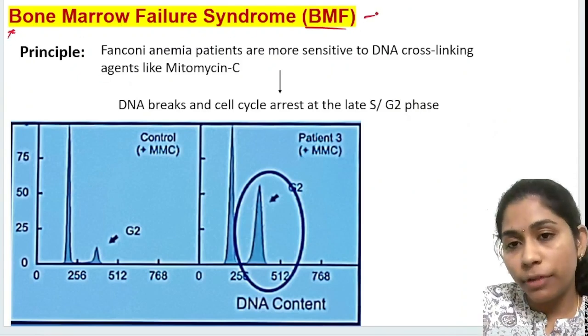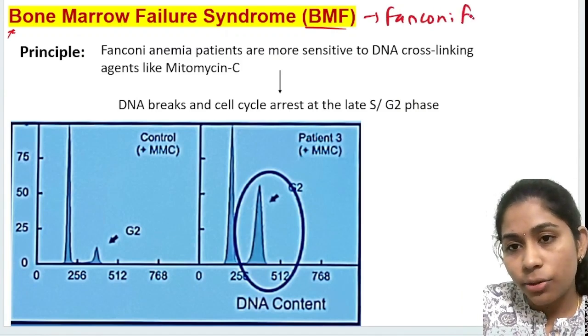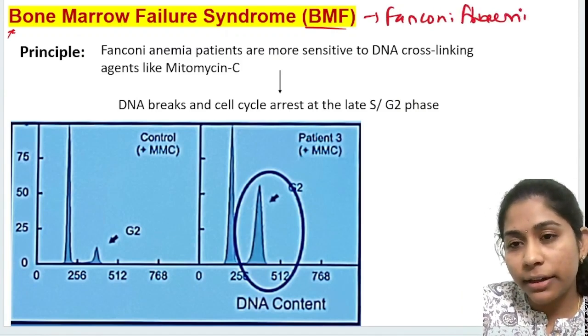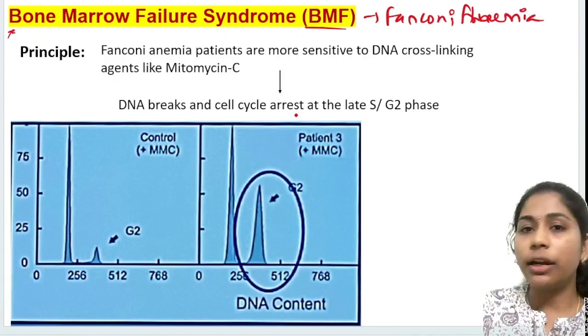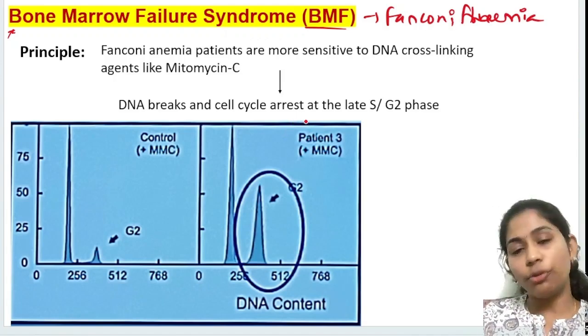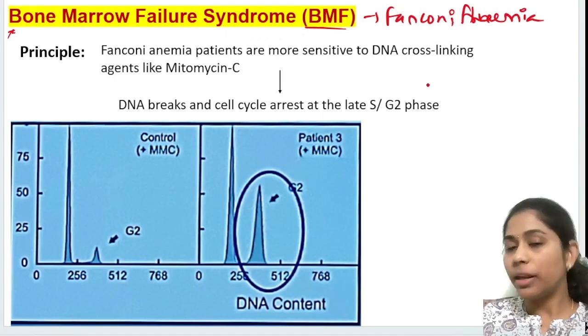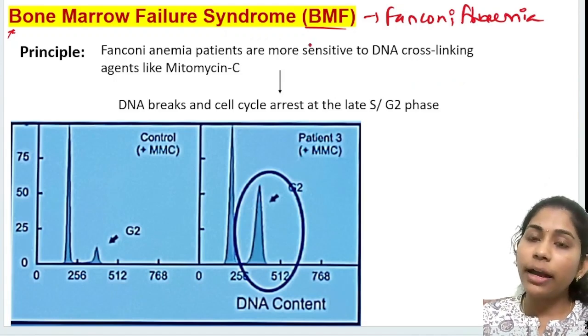What is the most common bone marrow failure syndrome? Yes, it is Fanconi anemia, right? So Fanconi anemia, what is the problem? What is the defect here? Again, we should know the defect, then we can understand what marker, what thing we have to do in the flow. So in Fanconi anemia, what is the problem? There is FANCA. Okay, that FANCA gene is defective.